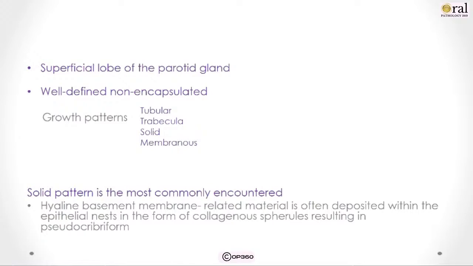The hotspots were located over there for the Ki67 proliferative activity. We had more expression of this marker in the membranous areas, and it could range between 25% and even 30% in those areas. The solid pattern is the most commonly encountered one, and the presence of hyaline basement membrane related materials may form this pseudocribriform pattern. These are the main points, and let's have a look at the treatment and prognosis of the patient.